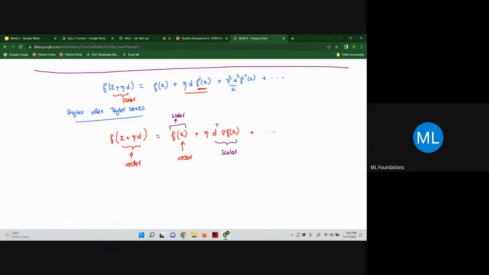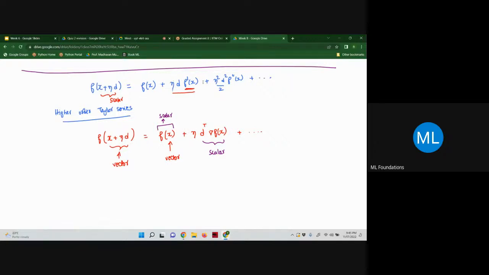Or it can be x1, x2, x3, x4, doesn't matter. Okay. So here, just like we are choosing f of x plus eta d f dash of x, we are choosing eta d transpose gradient f of x. Okay. So this higher order is going to be complex. It's not going to be straightforward like this. This is going to be a formula, obviously. So it doesn't matter what the dimension of the vector is.